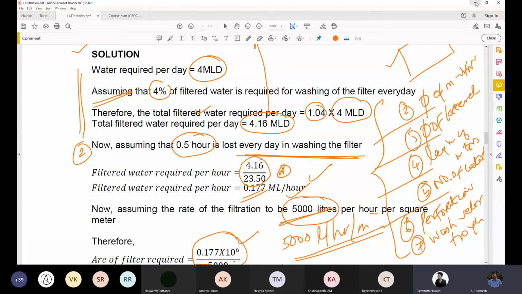Yeah. So this covers the entire filtration. Okay, at least just have a glance and look into it from a concept point of view, that something is important for the examination, or for your better understanding also.